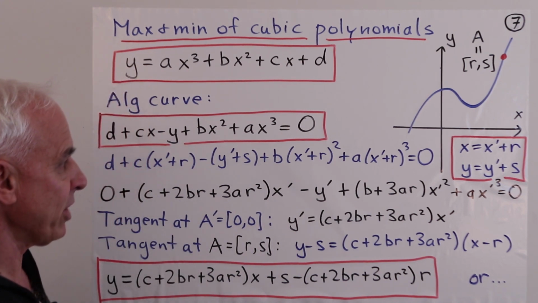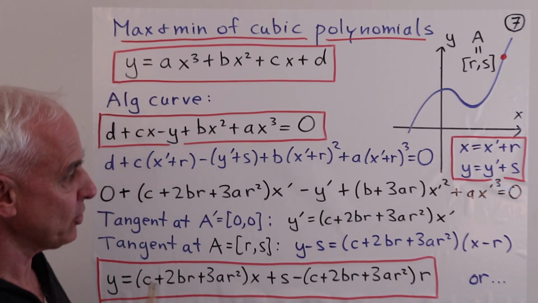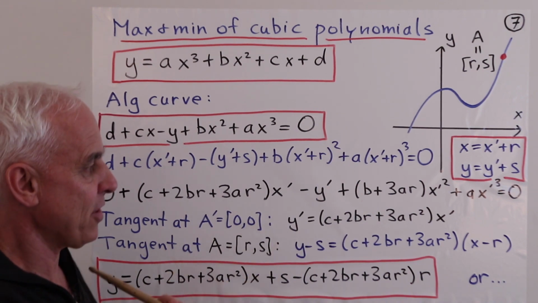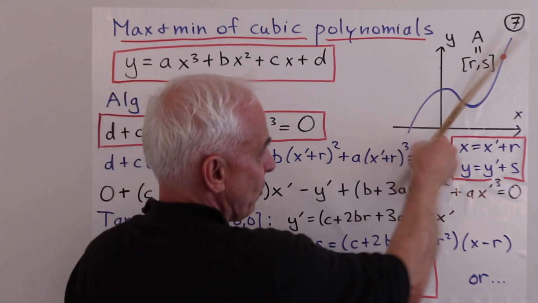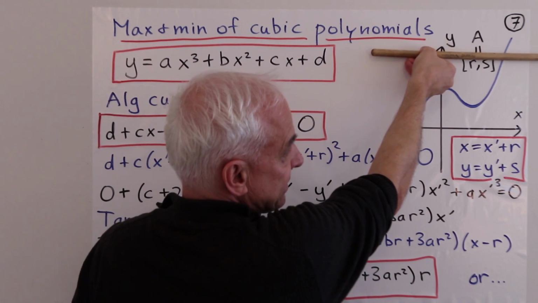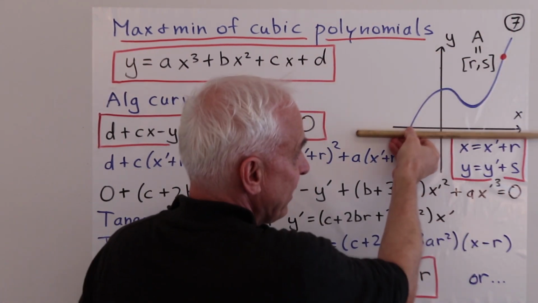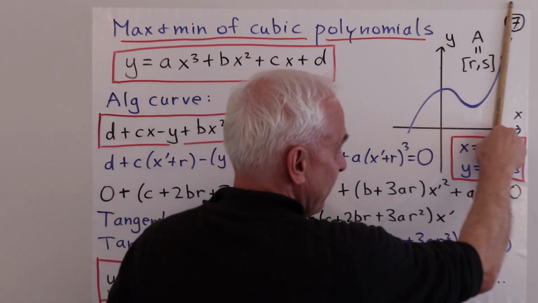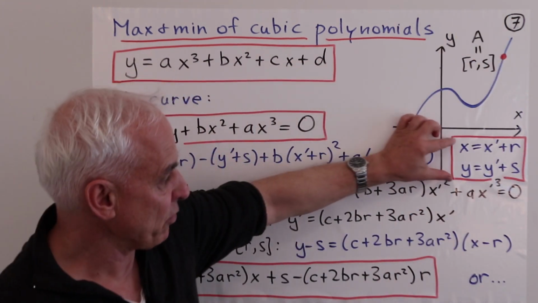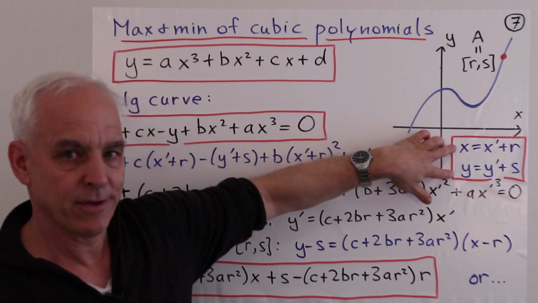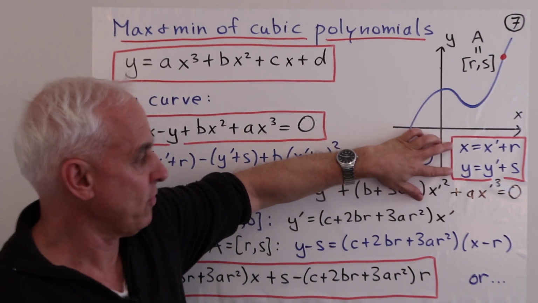So let me remind you what you do. What we are going to do is shift our orientation. So instead of having an x and a y like this, we're going to have a new x-axis up here and a new y-axis here. So we're going to shift the x-axis and we're going to shift the y-axis. And we're going to do that algebraically by just this simple substitution of new variables.